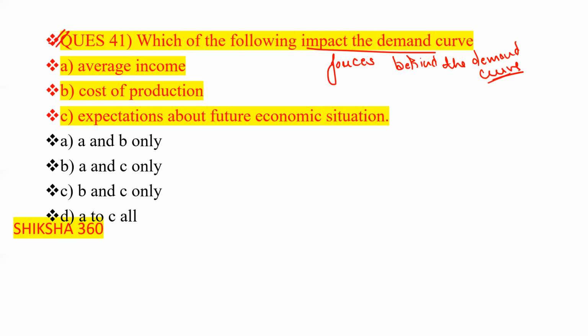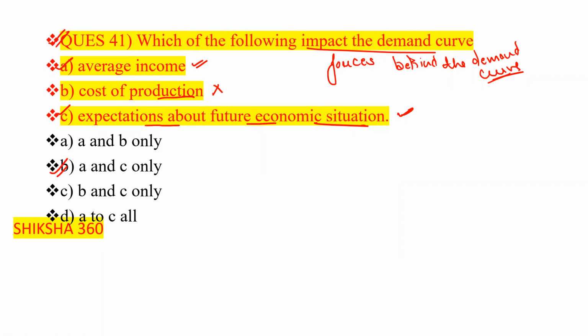So the first option is the average income. Is average income one of the forces or not? Yes, it is one of the forces. So this one is correct. Cost of production? No, it is not. The third one is expectations about the future economic situation. This one is also one of the reasons that impact the demand curve. So here the correct answer is A and C, that is option number B. That is A and C only.